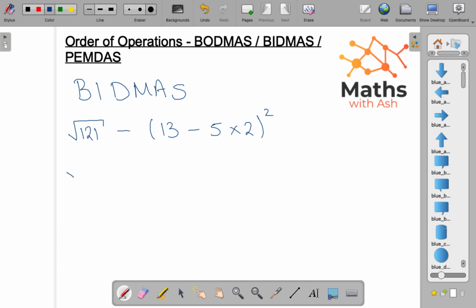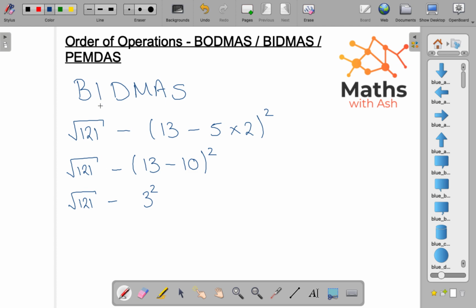So I'm going to write this out again. So 121, it's not changed, minus 13, take away 5 times 2, which is 10. And then that's still all squared. Now, I've still got to do the brackets before I try anything else. So 13 minus 10, square root of 121 minus 3 squared. I could write this without the brackets actually, because they don't matter anymore. So we've done the brackets.